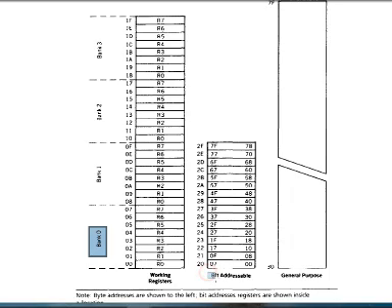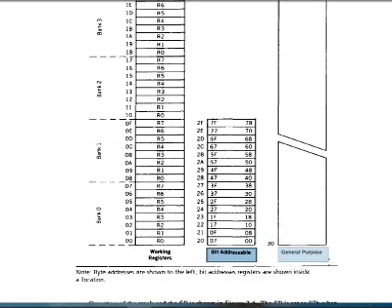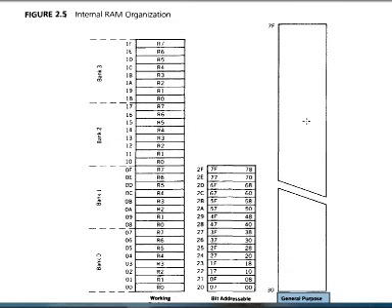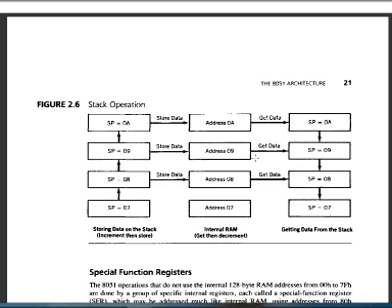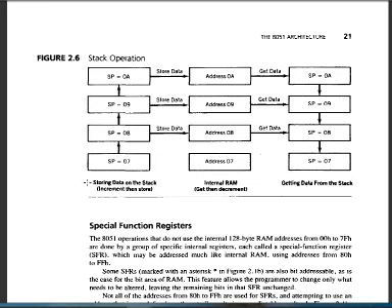Now here every register is bit addressable. So here bit addresses are given for each and every register. And here it is given that general purpose RAM is located from 30 to 7F. So this is internal RAM organization of 8051. When we go for stack operation, here some stack operations are given, means storing data onto the stack. When you are going to store the data, then automatically the stack pointer will be incremented and the data will be stored into internal RAM location.